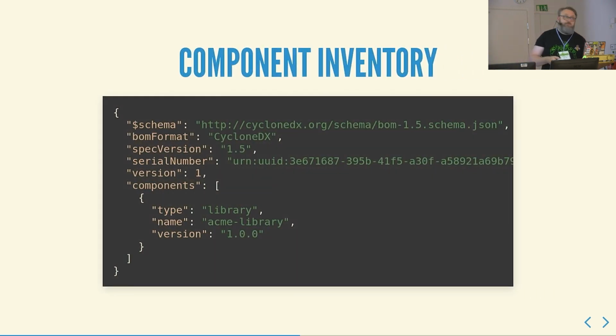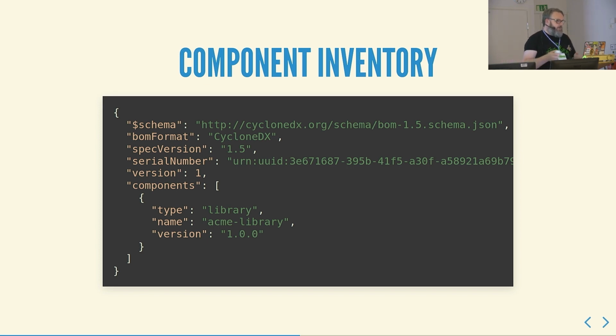We can use it for component inventory. We're already doing that, but now we have a way to do it across ecosystems. And this is the JSON version of CycloneDX. You can also write it in XML. There's a separate specification for that. I like JSON, so I'll put it there.